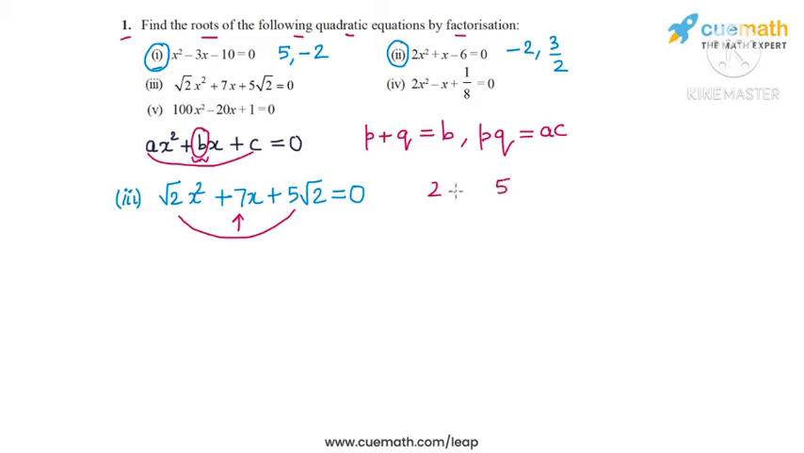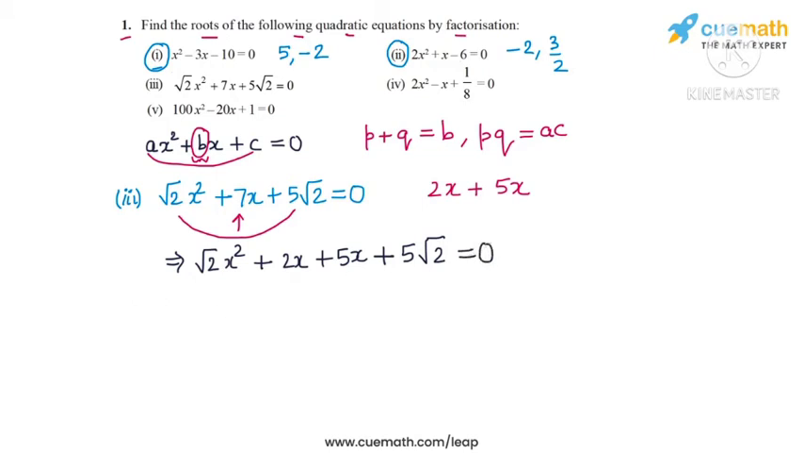So we'll split the middle term 7x as 2x plus 5x. Let's do that now, and we will get root 2 x square plus 2x plus 5x, and then we have plus 5 root 2 equal to 0.